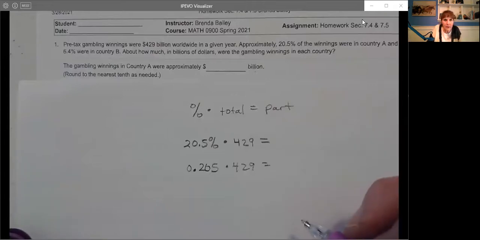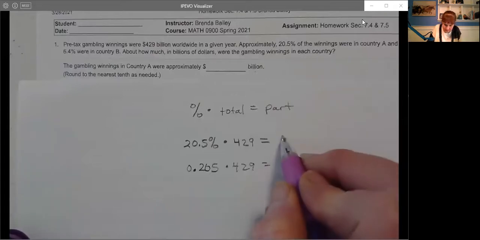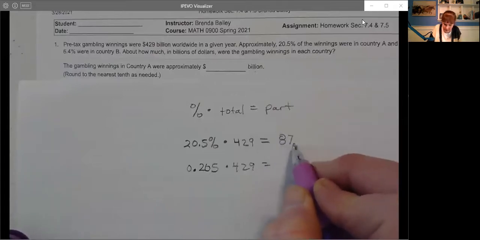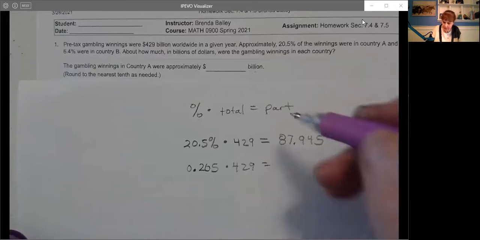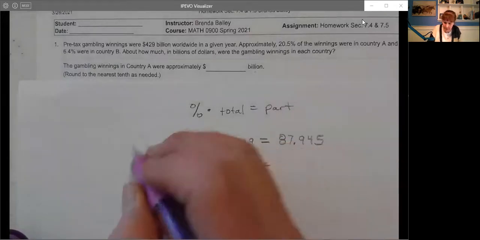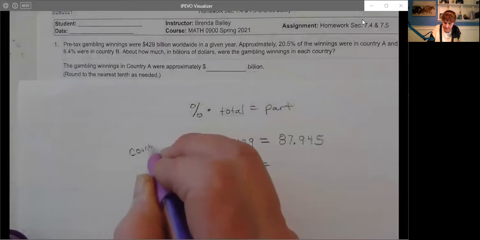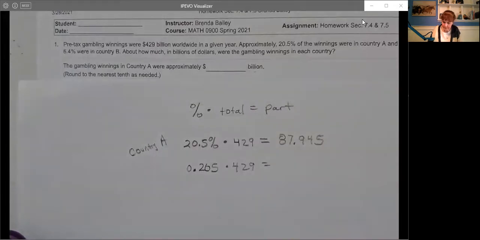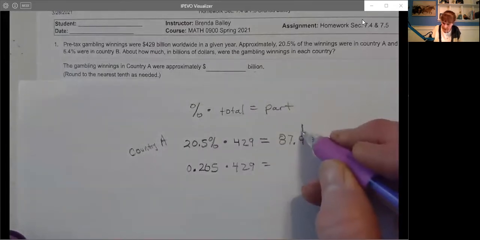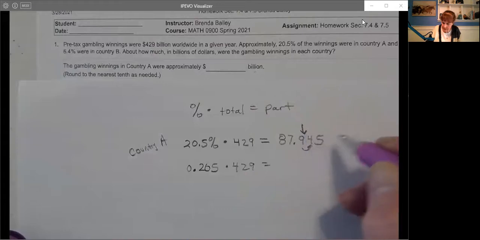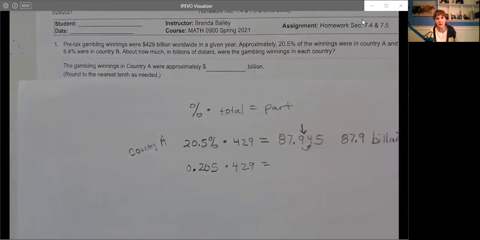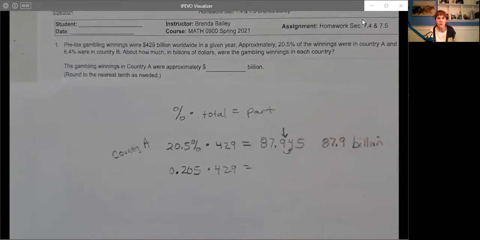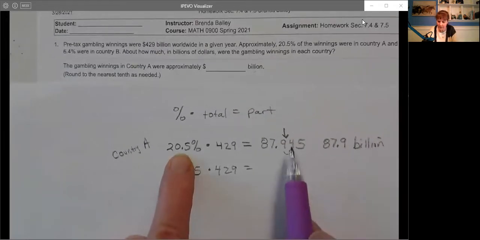And what do they want us to round to? Round to the nearest tenth. So I got 87.945 billion for A, this is country A. Round to the nearest tenth, look to the right, so 87.9 billion. All right, so that one's not really too bad. So that would be the percent of A, the amount of A.